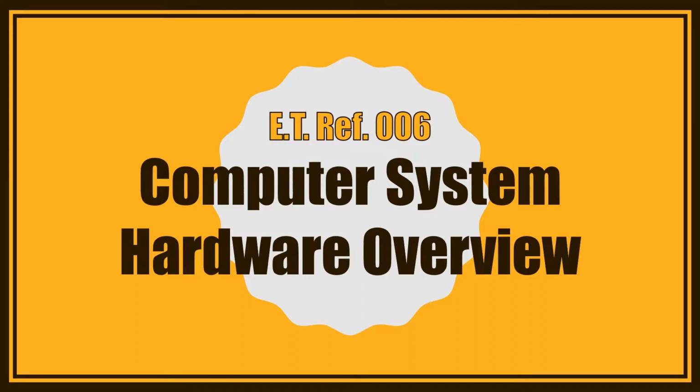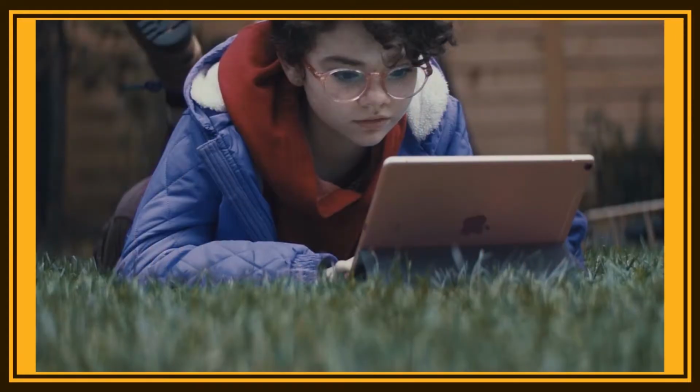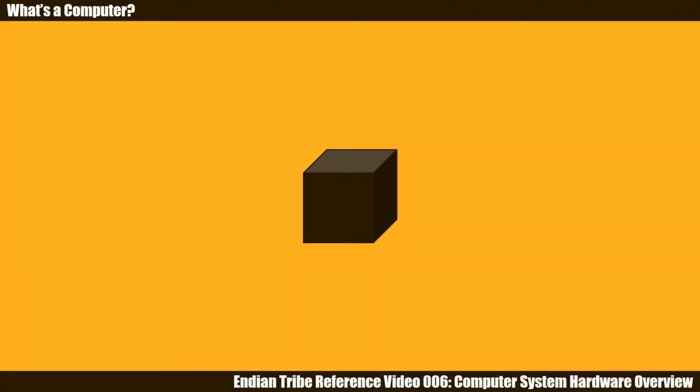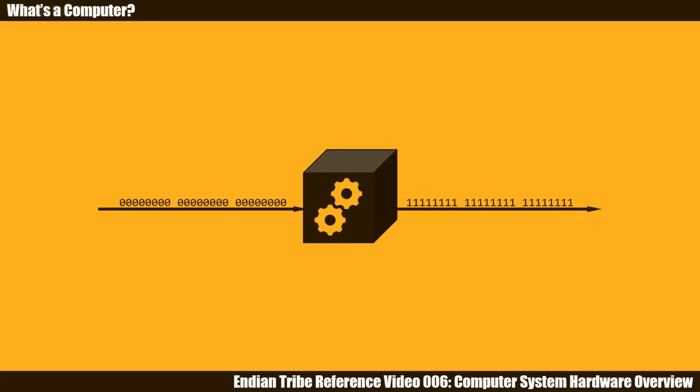Today we tackle the most difficult question that Apple does not even know the answer to. What is a computer? A computer is something that takes some information as input, applies some transformation to the information, and outputs new information. Many things can fit that description, but we're focusing only on modern electronic computers.